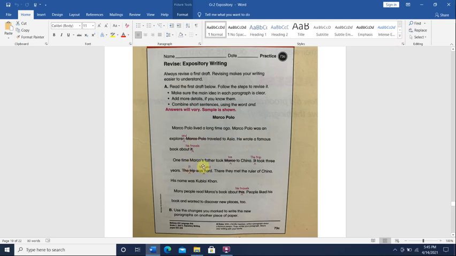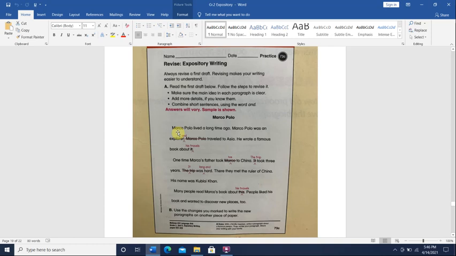One time, Marco's father took Marco to China. It took 3 years. The trip was hard. There they met... Your friends in class said Marco Polo, they wrote about him so many times. So instead we started combining sentences using and.